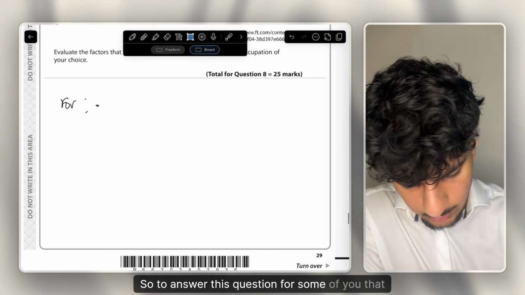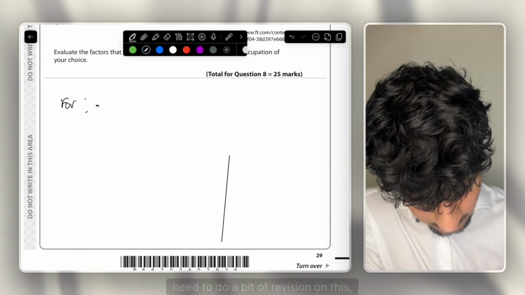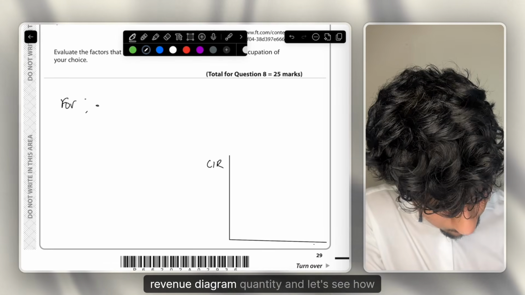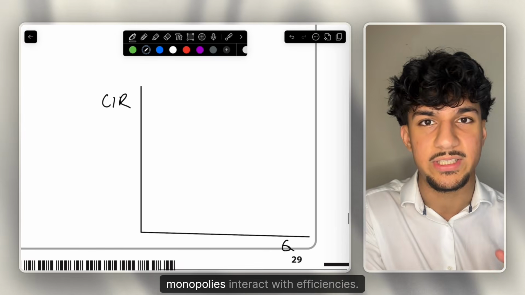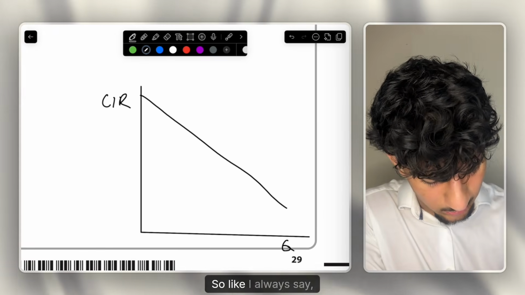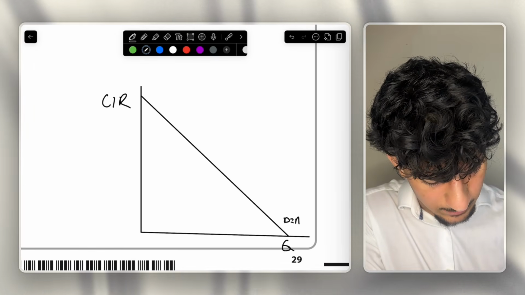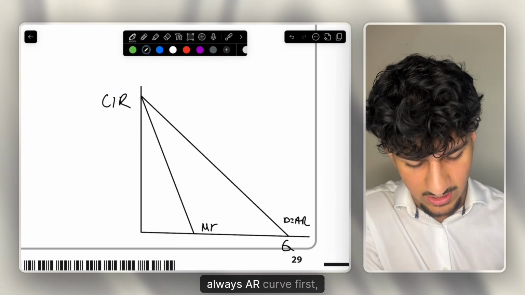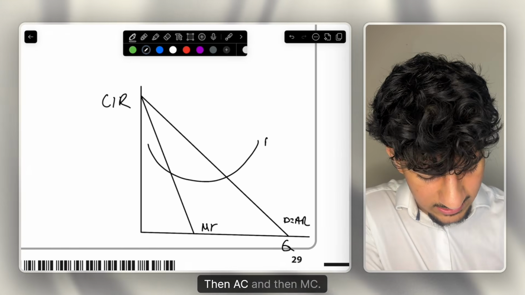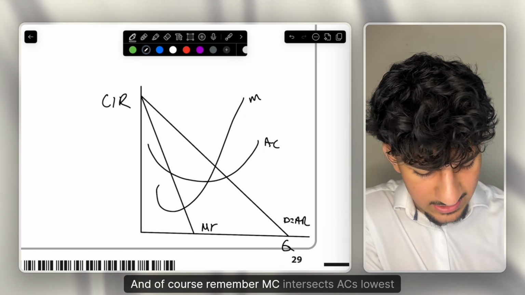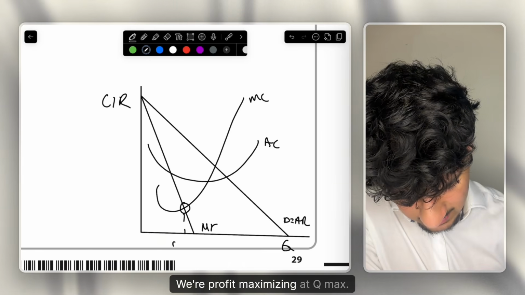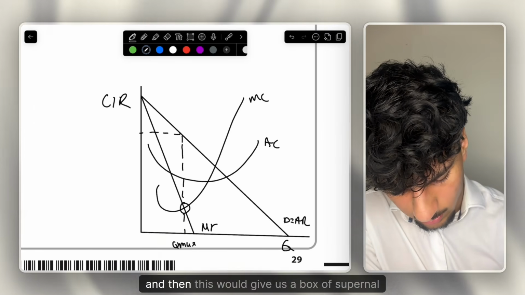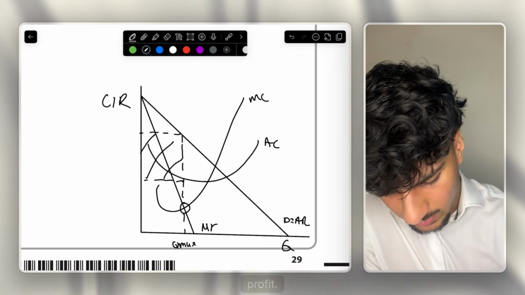So to answer this question, for some of you that maybe can't remember or need to do a bit of revision on this, let's draw out that classic monopoly cost and revenue diagram, with quantity, and let's see how monopolies interact with efficiencies. I always do my monopoly diagram in the same very systematic order: always AR curve first, then MR, then AC, and then MC. Remember, MC intersects AC at its lowest point. We're profit maximizing at Q max. Then we go up until we hit our AR curve, and this gives us a box of supernormal profit. Let's label this up.